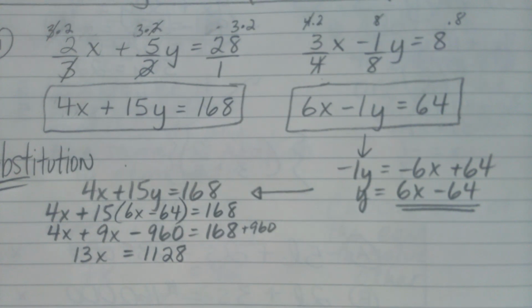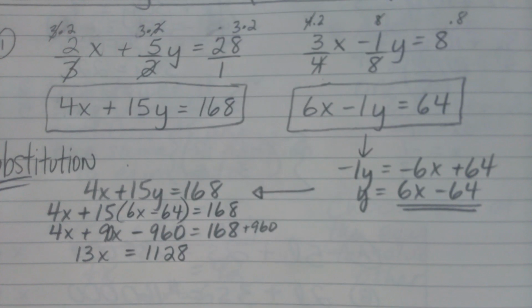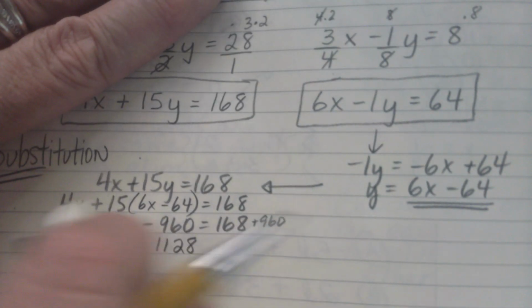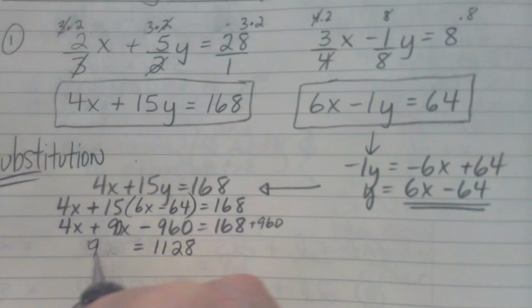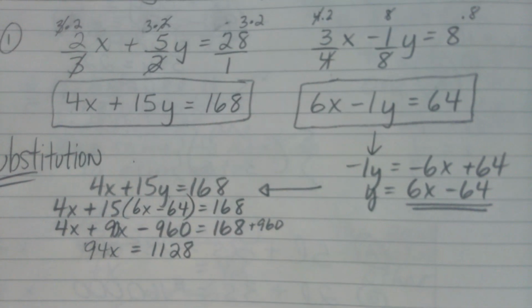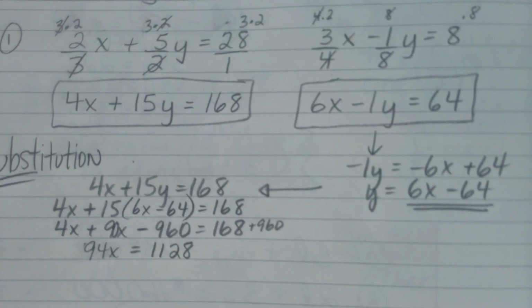Oh, 15 times 64. Oh, I forgot 90. There we go. That's equal to... There we go. I'll fix that. 94x. There we go. Now I'm good, right? 1128 divided by 94 gives me a 12.